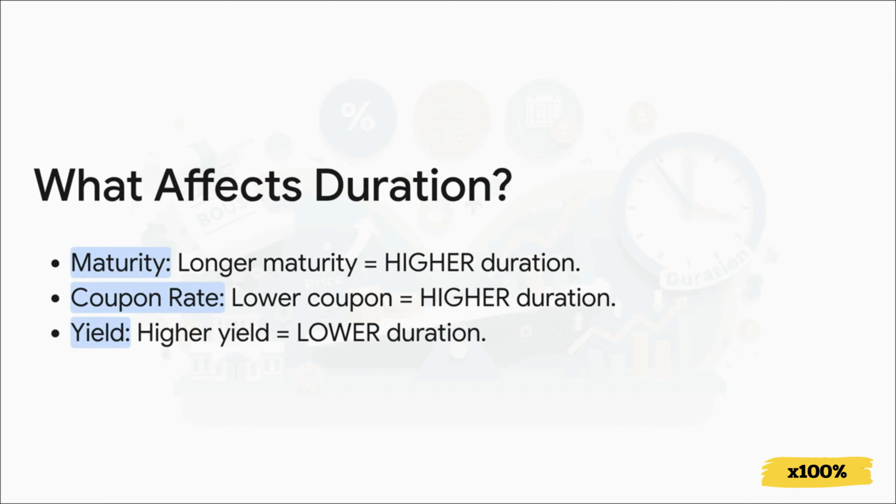And finally, there's yield. A higher market yield actually leads to a lower duration. That's a bit technical, but basically, when yields are high, future cash flows are worth less today, which pulls the bond's economic center of gravity closer, making it less sensitive.